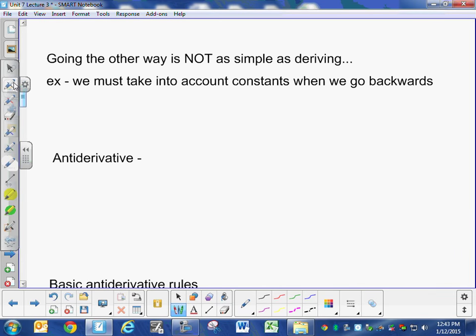All right. Let's define what an antiderivative is. It's really not necessarily a definition. I'll just say f of x is the antiderivative of f prime of x.